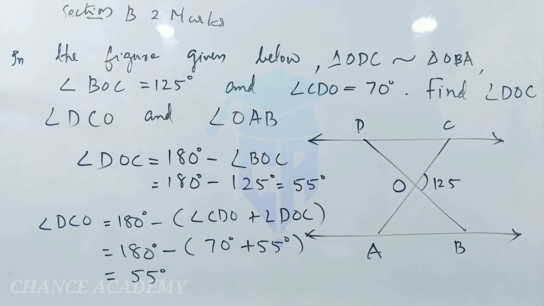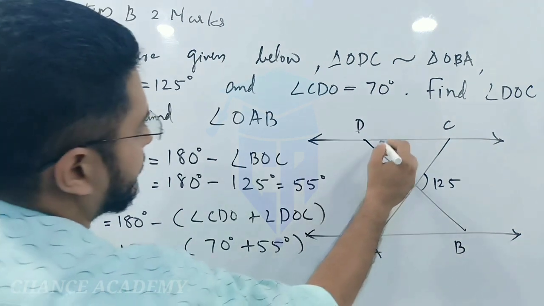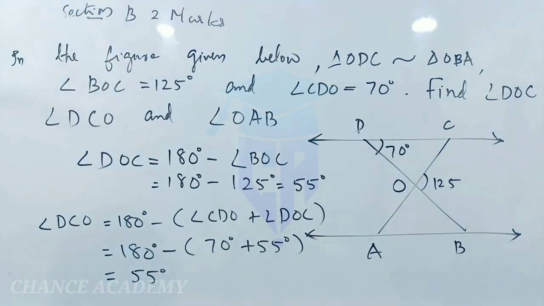Also given is CDO as 70 degrees. This angle is also given. For these two lines, nothing is mentioned about whether they are parallel or not. If they are parallel, we can say by alternate interior angles, so and so. But we know certain things related to the angles.